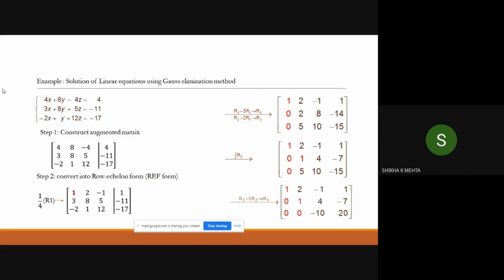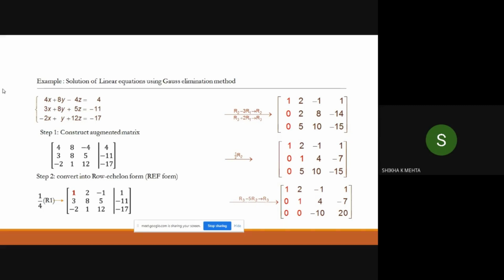In the second step, we are multiplying row 1, where we have 4, 8, minus 4, 4, 3, 8. Now we want the first leading element, that is cell 1,1, to be 1 so that we can convert it to row echelon form. For making it 1, we multiply this row 1 by 1 by 4. Division of 4 by 4 will give us 1.